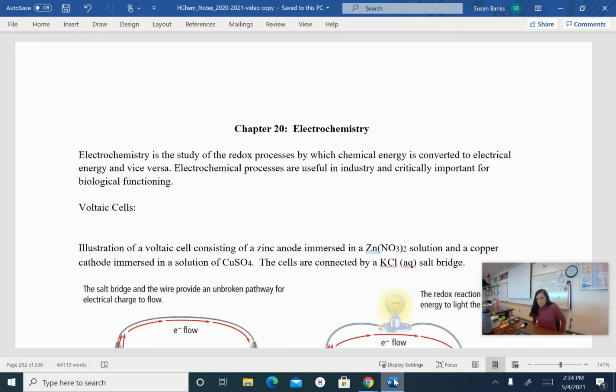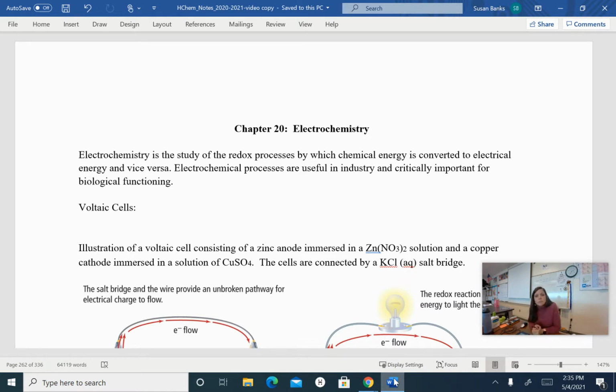Okay? So electrochemistry is the study of redox processes by which chemical energy is transferred or converted into electrical energy and vice versa. Electrical chemical processes are useful in industrial and critically important for biological functioning. By and large, our bodies work with electrochemistry. Our cells fire with electrical impulses, our nerves, everything.